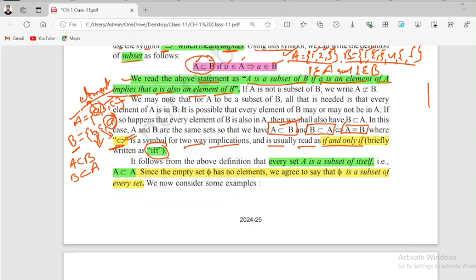It follows from the above definition that every set A is a subset of itself. Whatever set is given in the problem, whatever set you face in your real life, every set is a subset of itself. Now we can represent this statement like that: every set is a subset of itself.